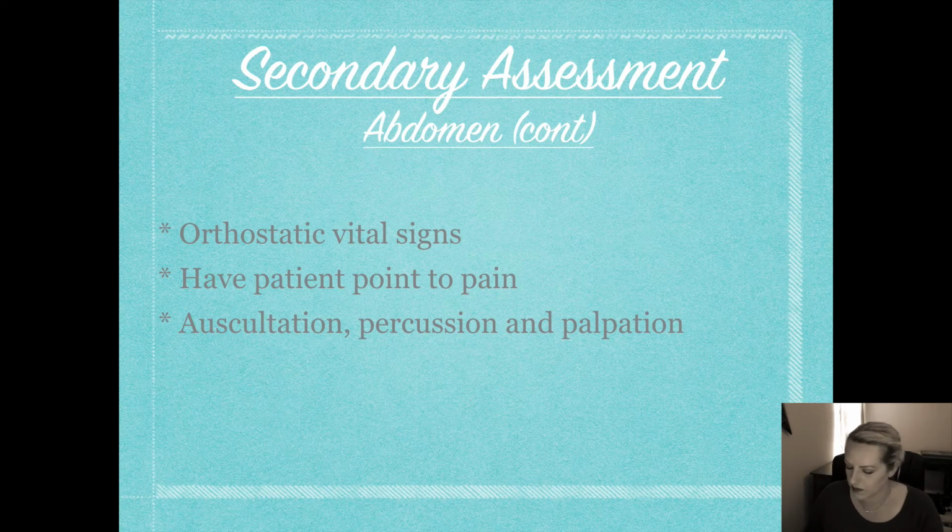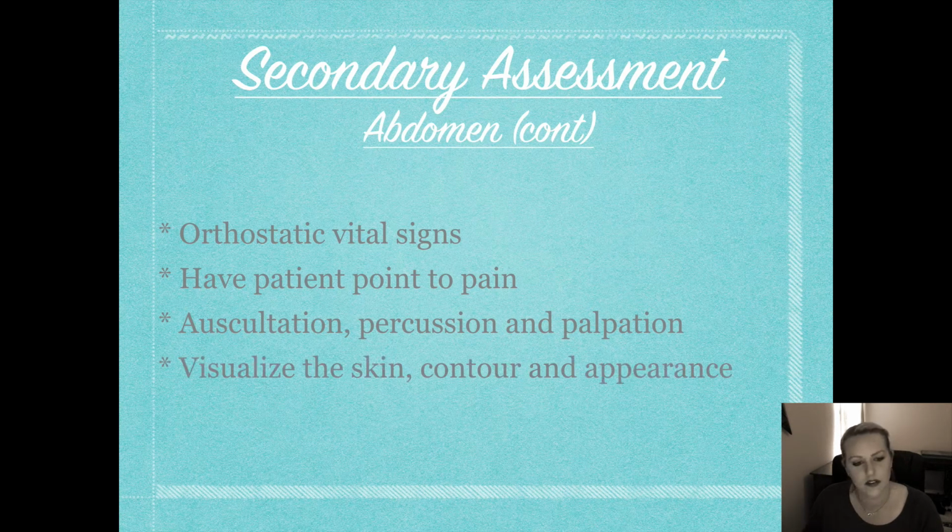And then palpation. Visualize the skin, the contour, and the appearance. So we'll go back to my ascites patient. These are your liver patients, and they get those big round stomachs that you see. They're the ones that have to get stomach taps to get all that fluid off their stomach. Normally their body is really skinny, and then they just have this giant belly. It's crazy looking.